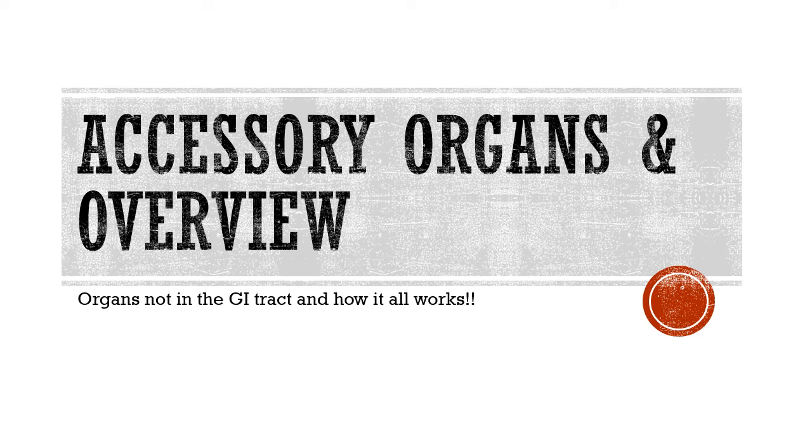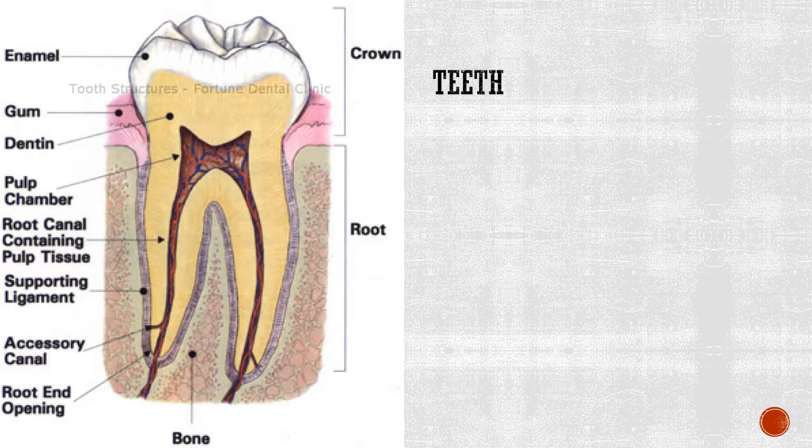Okay guys, we're talking about the accessory organs and the overview of digestion this time. So for accessory organs, I want to talk about the teeth first. We look at the teeth, we look at a general picture of the teeth. There are different parts you need to know. So this top part right here is the crown. So that's just going to be that top area of it where it's above the gums.